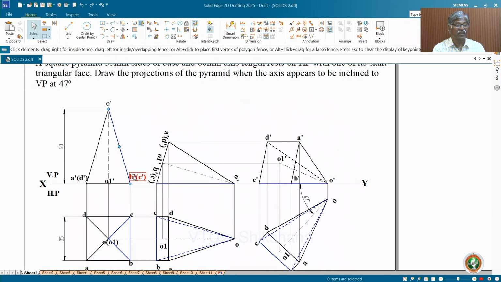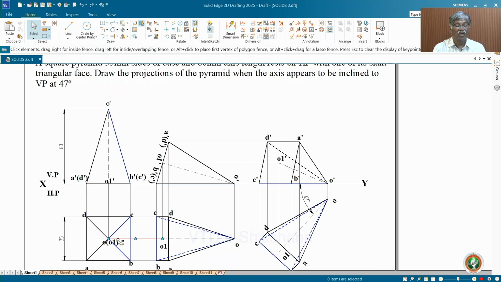Blue color is taken as the reference, that is actually the triangular face. Now as I explained earlier, this must be edge condition for slant face, corner condition for slant edge. Here this particular line refers to the triangular face, that is BCO. Here O1 only is taken.